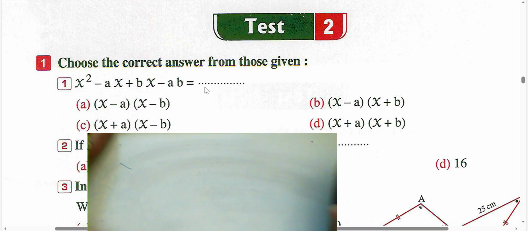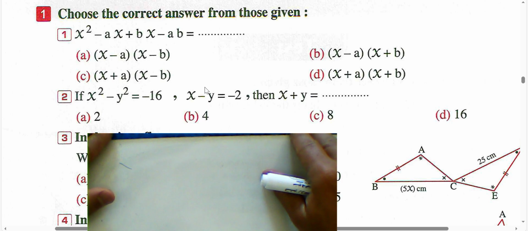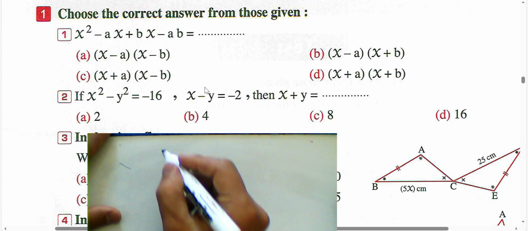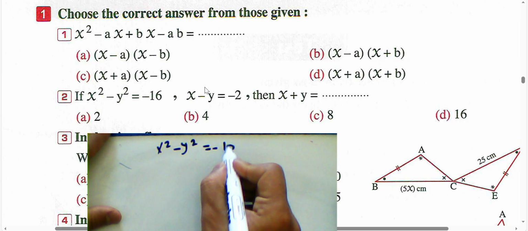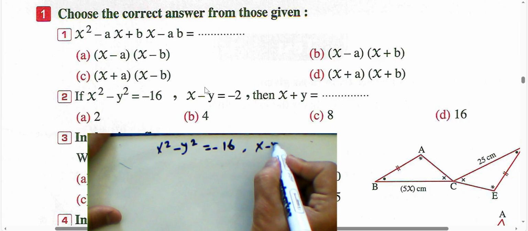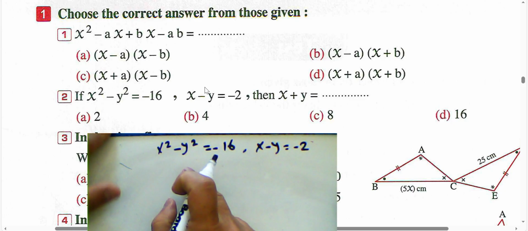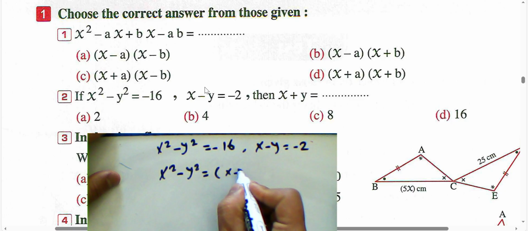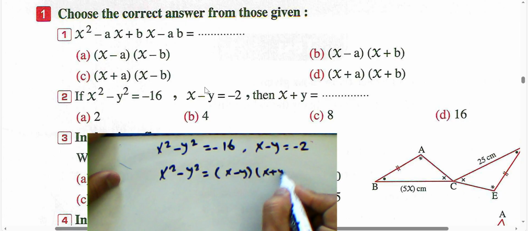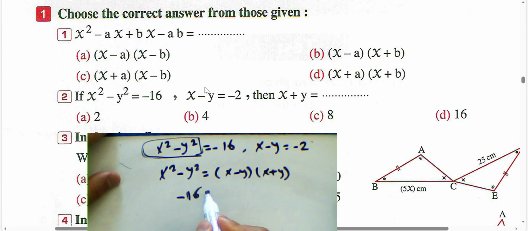Next question, number 2. x power 2 subtract y power 2 equal negative 16, and he gives us x minus y is negative 2. Then x plus y equal what? We can factorize this expression. We have x power 2 minus y power 2 equal x minus y product by x plus y, and x power 2 minus y power 2 equal negative 16.